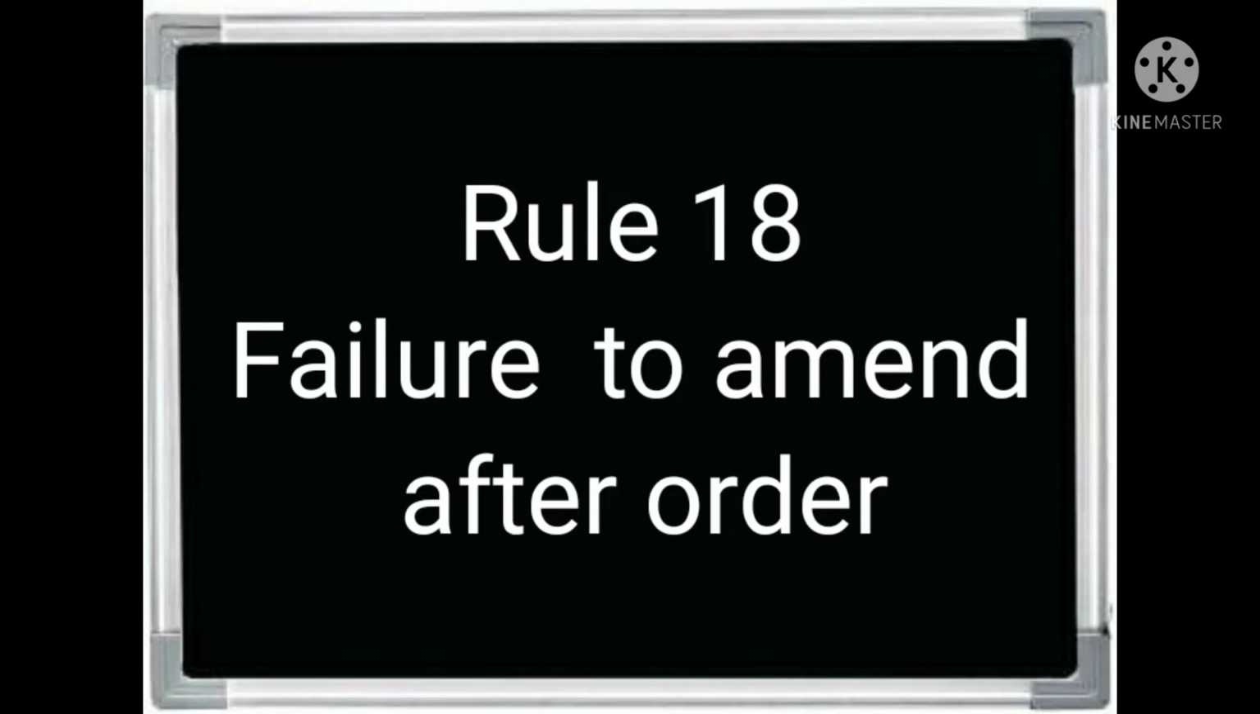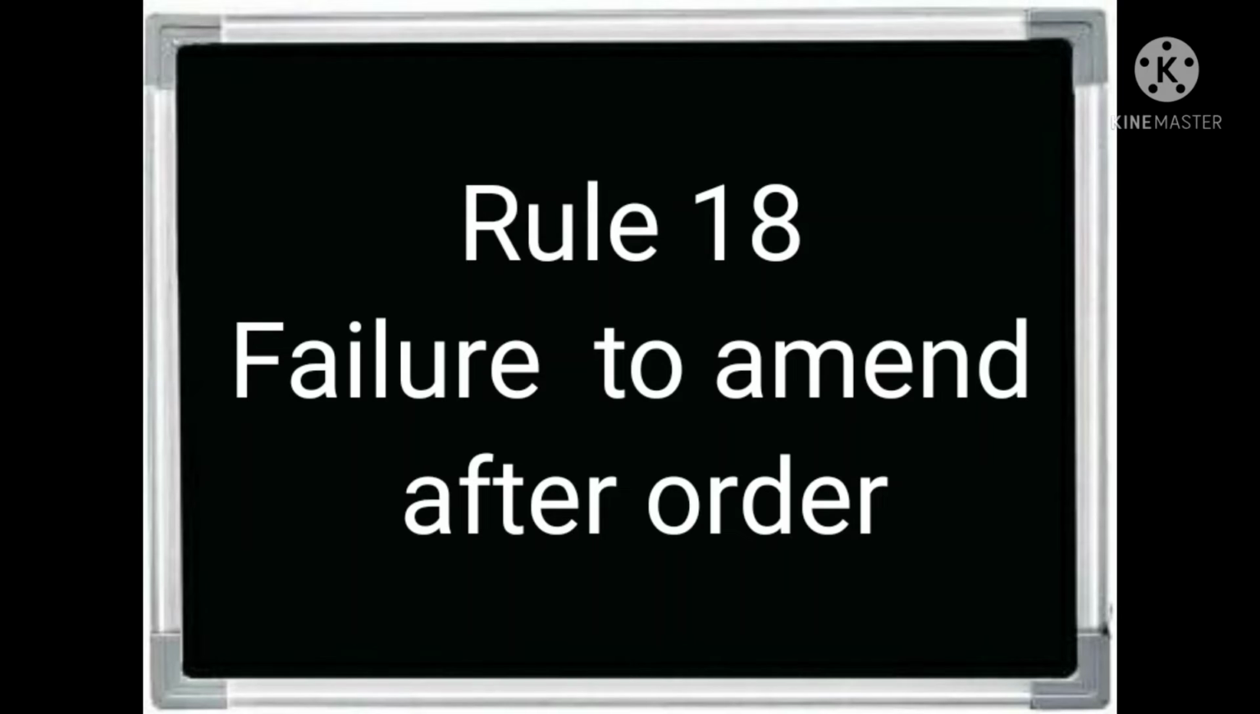So the next and the last important rule is Rule 18 of Order 6. What does Rule 18 say? Failure to amend after order. If a party has obtained an order to amend a pleading and has not amended within the period specified by the court, or within 14 days, then after the expiration of that period, the party will not be permitted to amend unless the time is extended by the court.